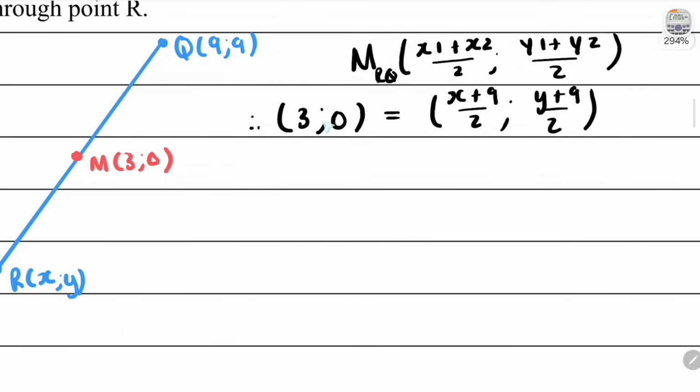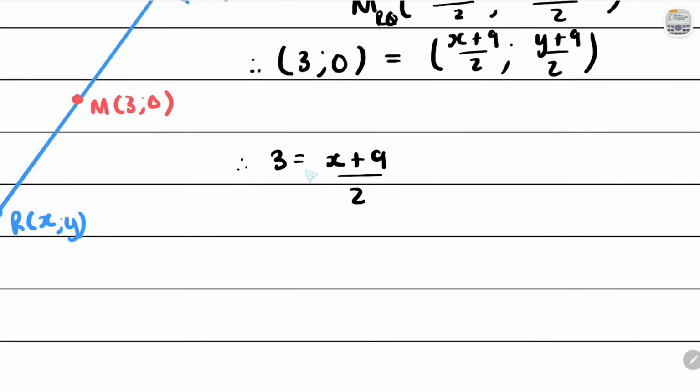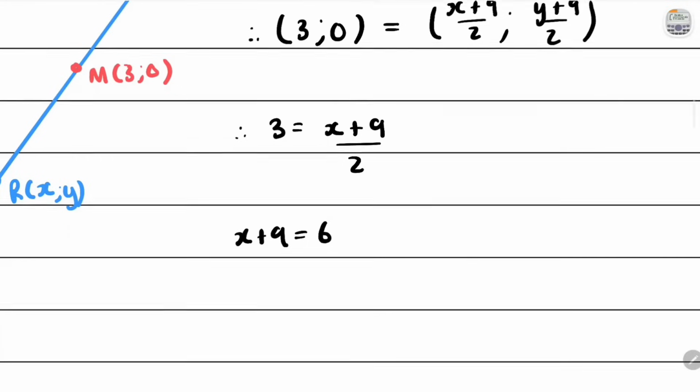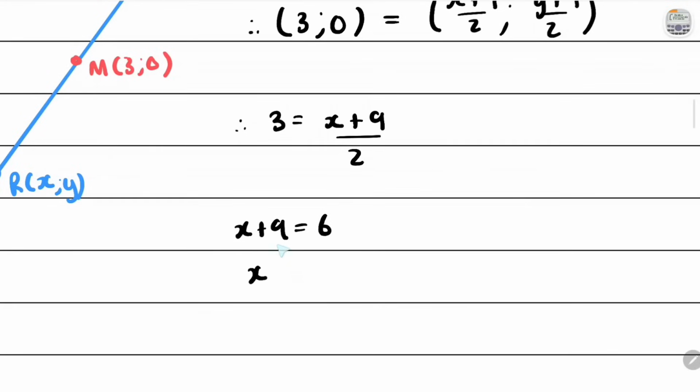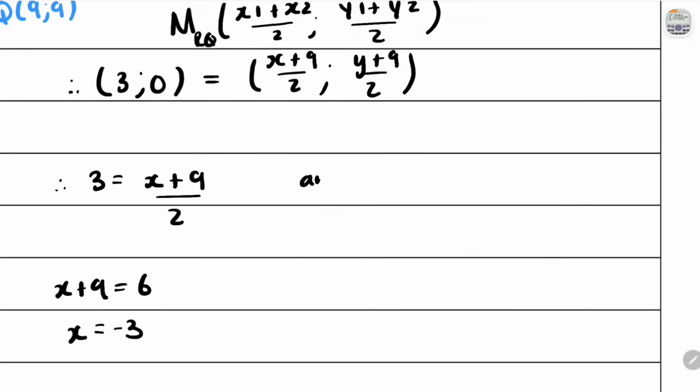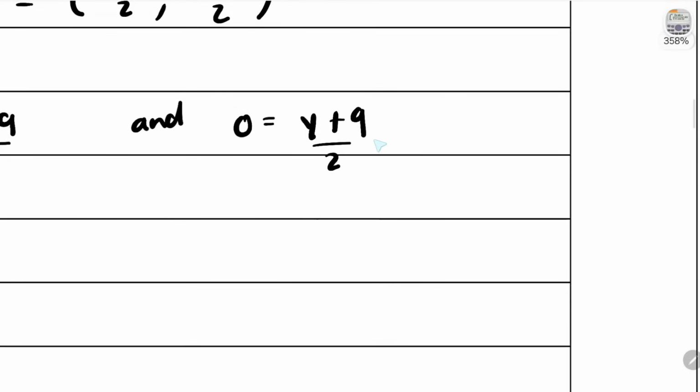Okay, so since they're equal, we're going to equate their x values. So 3 equals x plus 9 over 2. Therefore, you can just cross multiply. So that's that invisible denominator of 1. X plus 9 is equal to 6. And then transpose the 9. So 6 minus 9 is negative 3. So we found the x value. And now here, we'll say the y value, which is 0, is equal to this y value, which is y plus 9 over 2. Again, we can cross multiply, or you can just see this as multiplying both hand sides by 2.